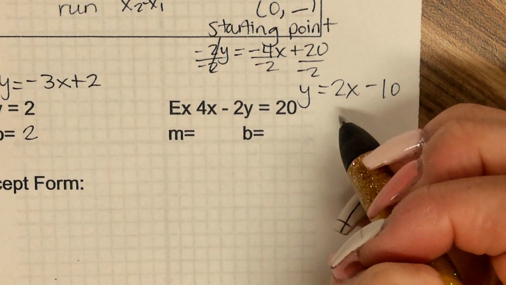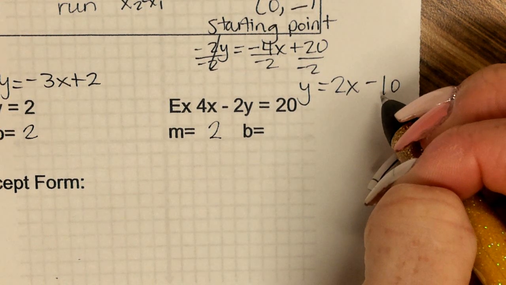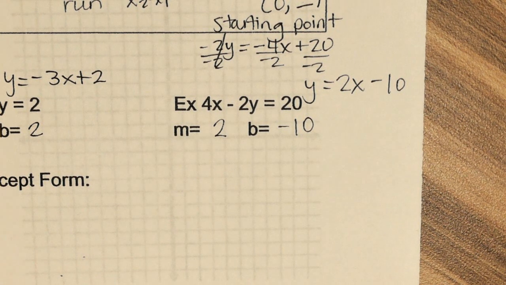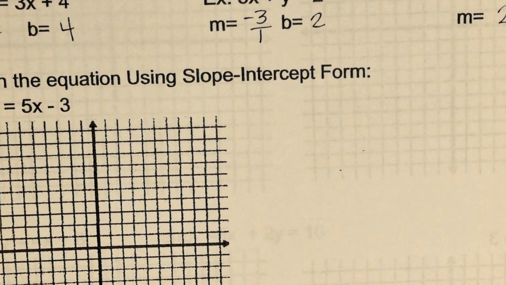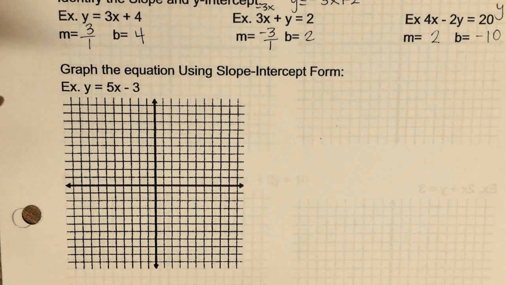What is my slope? 2. What is my y-intercept? Don't say 10. Negative 10. The sign in front of it gives the number the value. Since it's a minus sign, it is a negative number. Okay, now that we know how to identify the slope and y-intercept, we are going to graph using slope and y-intercept.